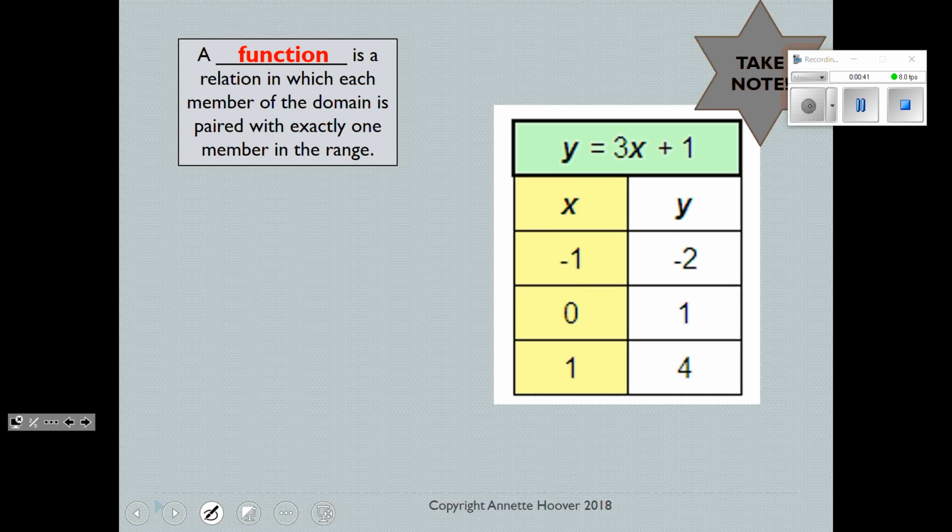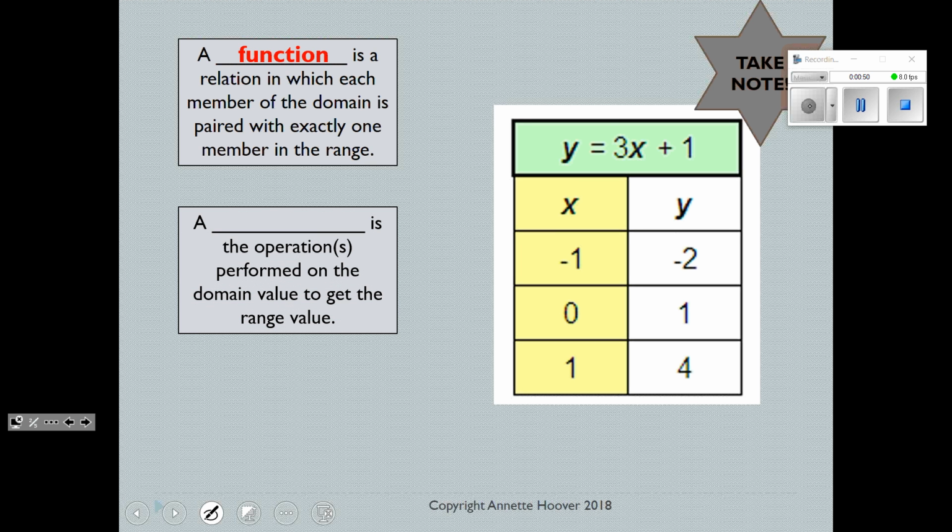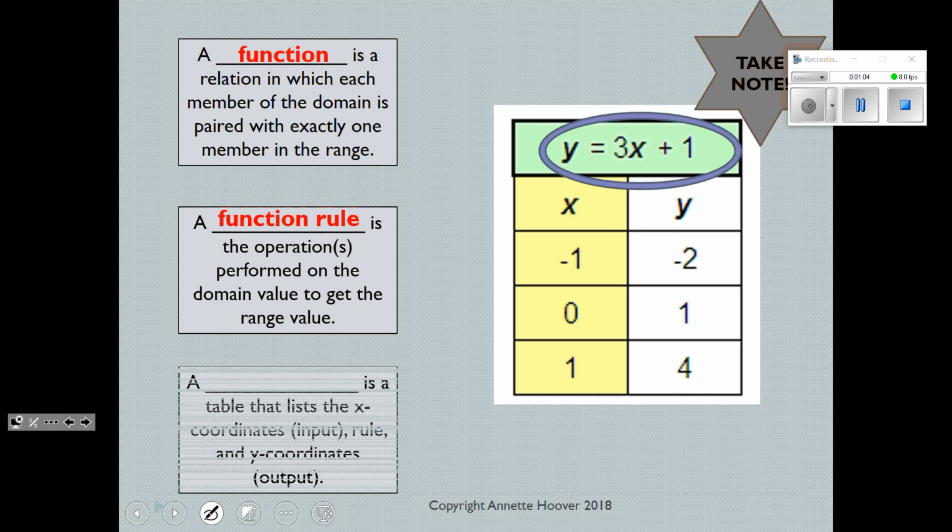A function is a group of ordered pairs where each x value is paired with one y value. A blank is the operation or operations performed on the domain value to get the range value, and this is called a function rule. Here at the top of the table, you will see the function rule for this function, y equals 3x plus 1.